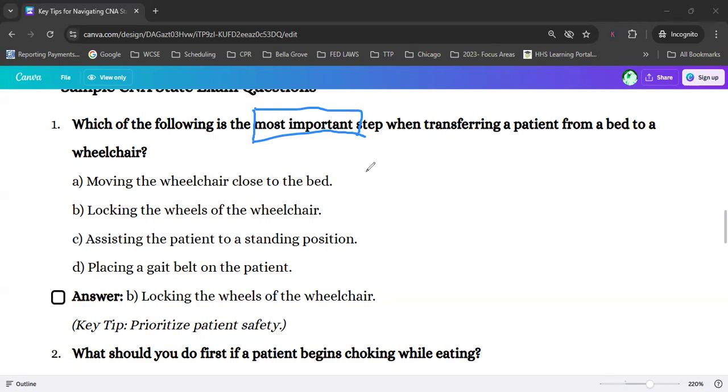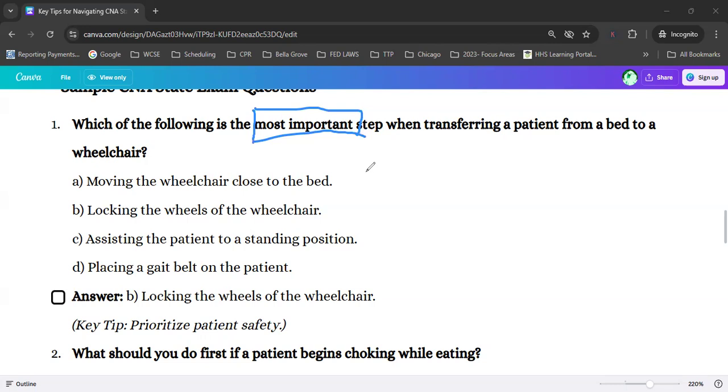And I know you see the answer, but I want you to think through, would you have selected B, locking the wheels of the wheelchair? If you would, great. If you wouldn't have initially, I want you to think about why. And this is how you study. You want to know why your brain potentially chose a different option.